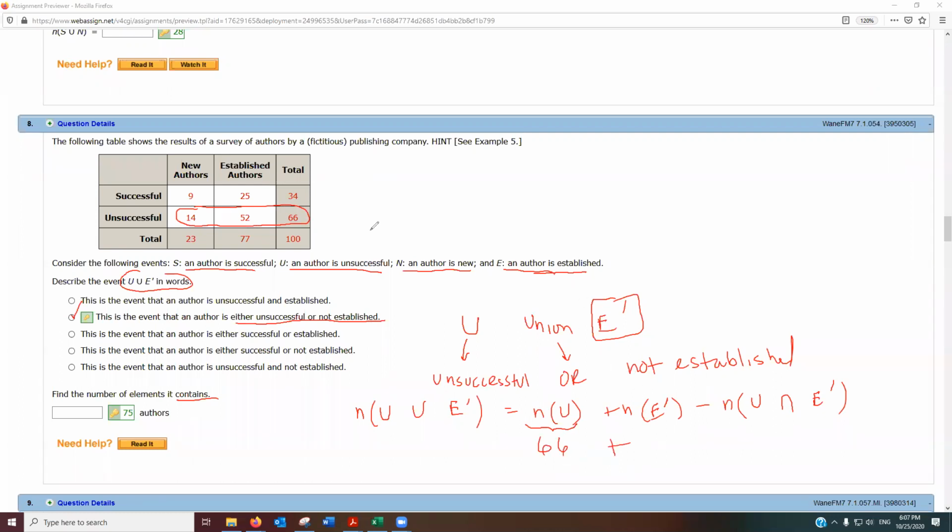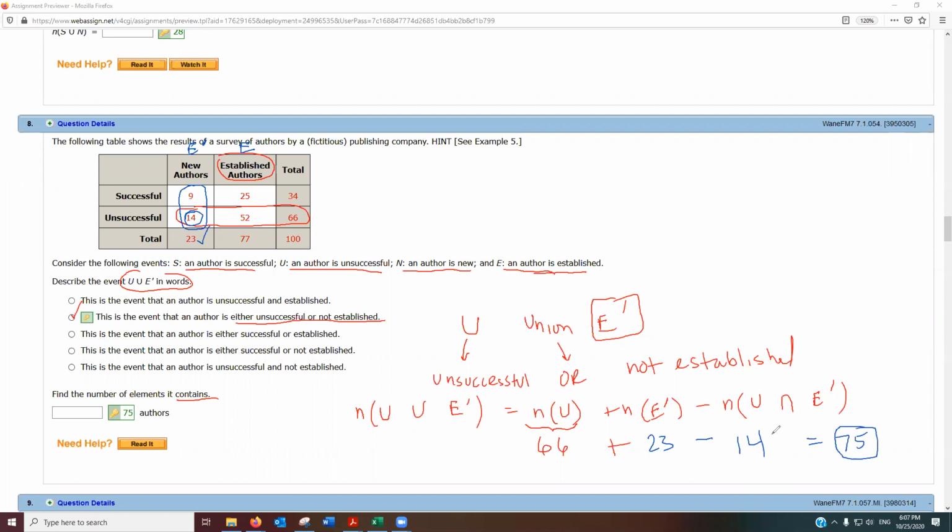All right, what about E prime? Well, E prime, these are the established authors, but I don't want established. I want not established. Well, really, that's new. So really, this is E. That means E prime is this column. So E prime, I'm going to select those, but that adds up to 23. So this is a 23, but I got to subtract the intersection. Well, notice the number 14 is in both the row and the column. That's the intersection. So I got to subtract that out. And if you work this out, this works out to be the number 75.